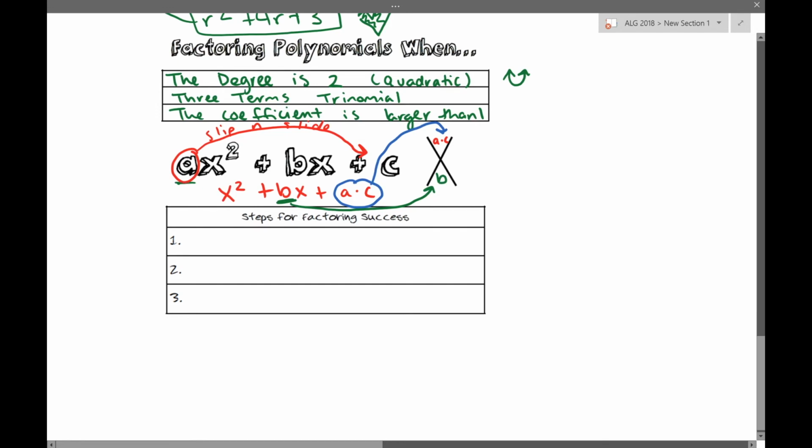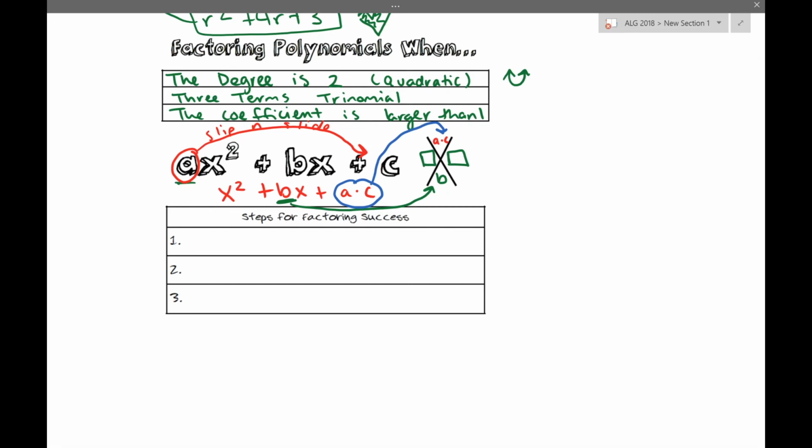All right. And then again, I'm still trying to figure out what multiplies to A times C, but also adds to B. All right. So this time we have 3 steps. Main reason we have 3 steps is because we just learned how to do factoring, and that was more detailed. This one, same exact idea, except 3 different steps.